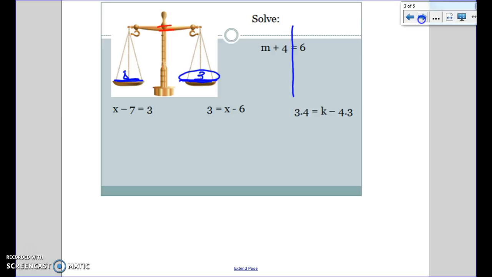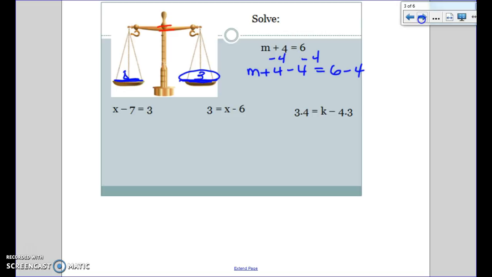to isolate the variable. Because it's adding 4, I'm going to subtract 4 from both sides of the equation. Sometimes students get confused because they think I'm just subtracting the 4 from this 4 and subtracting the 4 from the 6. But a better way to think of this, and it's kind of tricky, is that even though I'm writing minus 4 and minus 4, I would like you to think of it as m plus 4 minus 4 equals 6 minus 4.